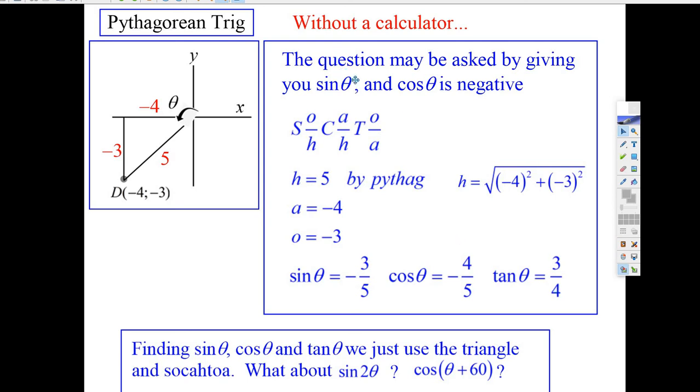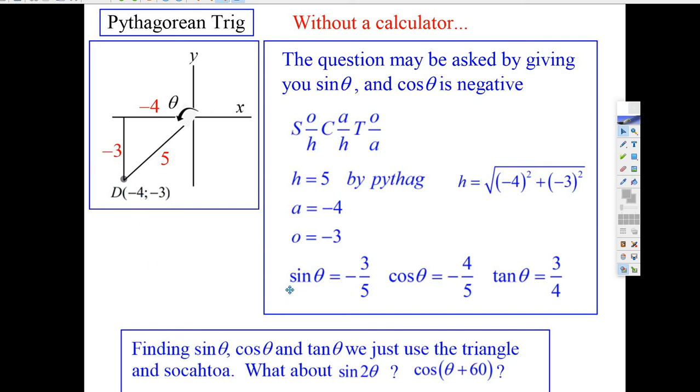The question could be asked by giving you one of these functions and then maybe telling you that cosine is negative, and then you can use the double tick method. Or, if you know sine's negative, it's got to be down here. If cosine's negative, it's got to be either here or here, so then you draw your triangle there. So that can happen.